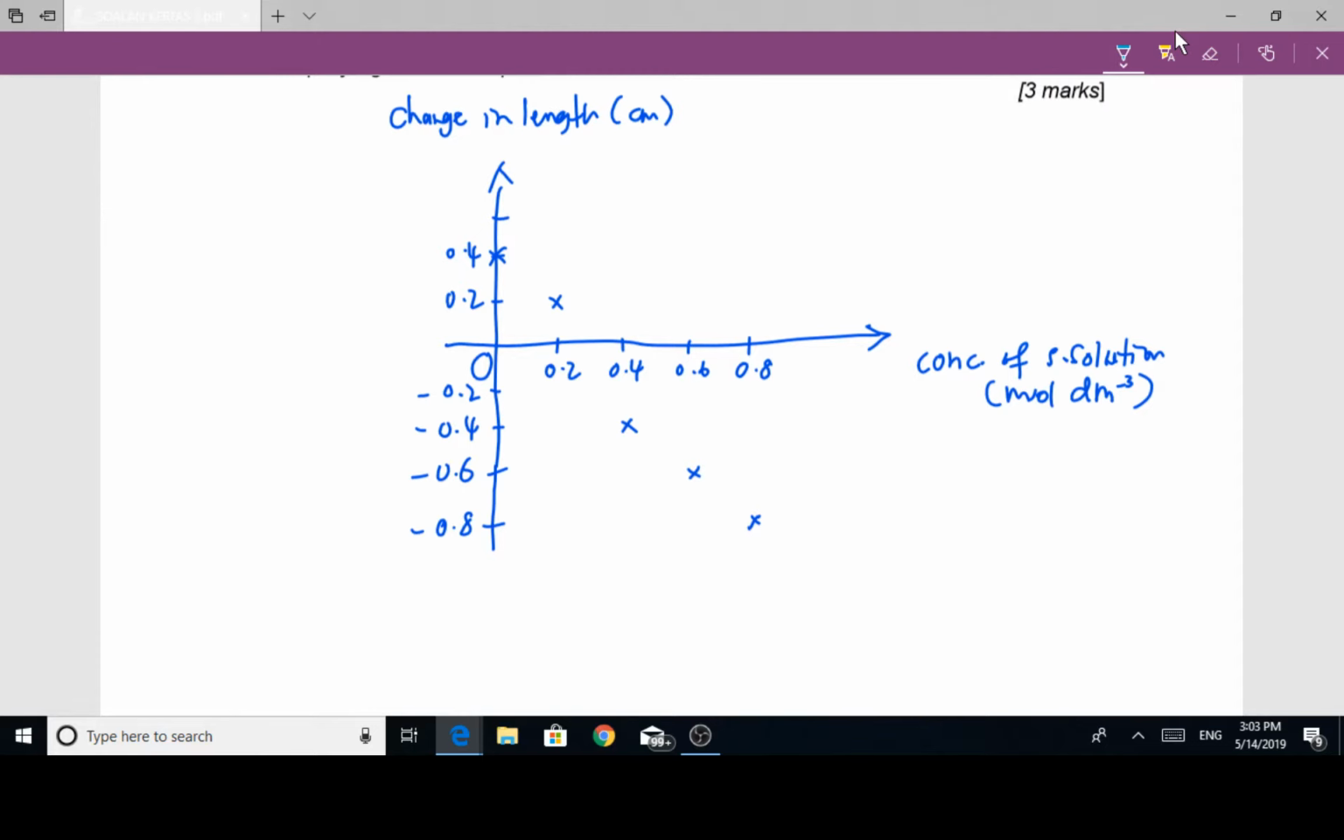Then in biology, we don't have straight lines like physics. What we have is a smooth curve. So I'm going to use a pencil to trace a smooth curve which passes through all the crosses.